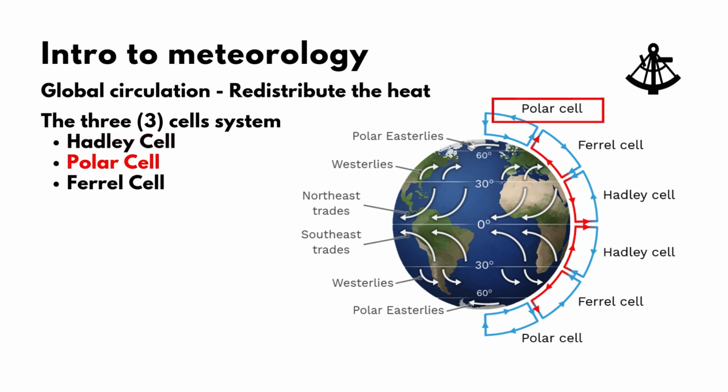The smaller cells are the polar cells. Cold, dense air descending in the polar regions flows to 60-70 degrees north or south, where it starts to warm up and rise, returning to the poles at higher levels. The Ferrel cells are not driven by temperature. They flow in the opposite direction to the Hadley and polar cells, acting like a gear.